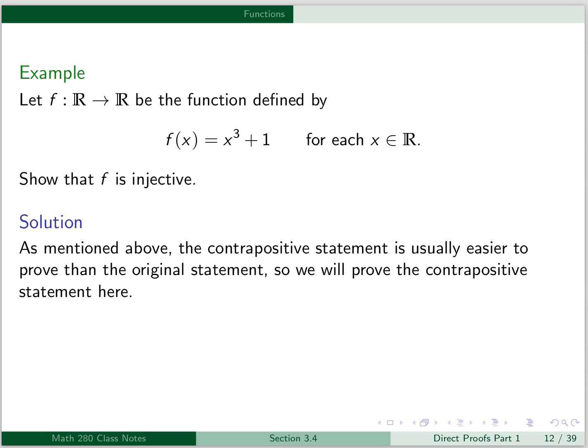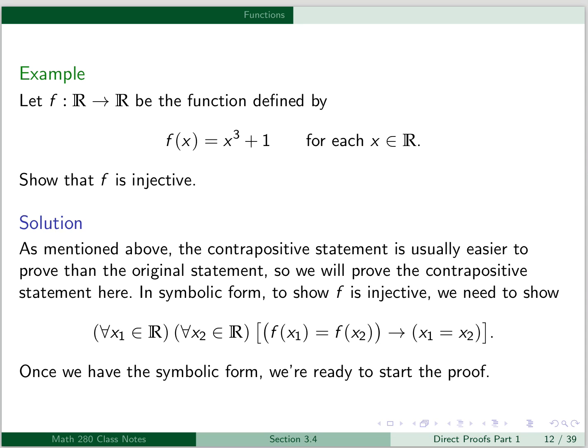statement in this example. In symbolic form, to show f is injective, we need to show for all x1 in R, for all x2 in R, f of x1 equals f of x2 implies x1 is equal to x2. Here, the domain of our function is the set of real numbers R, so we're going to have elements in the domain R, and so it's a little more appropriate to use x1 and x2 for those elements rather than a1 and a2 as appear in the definition.